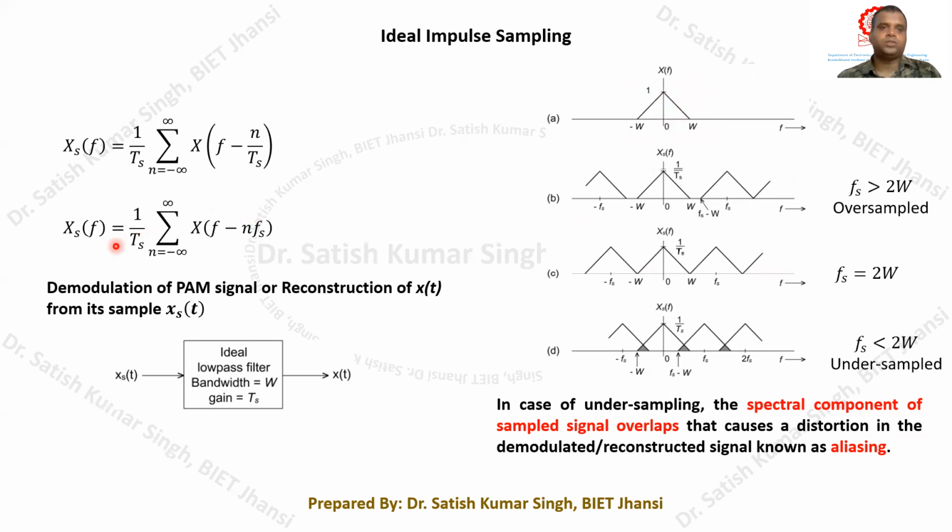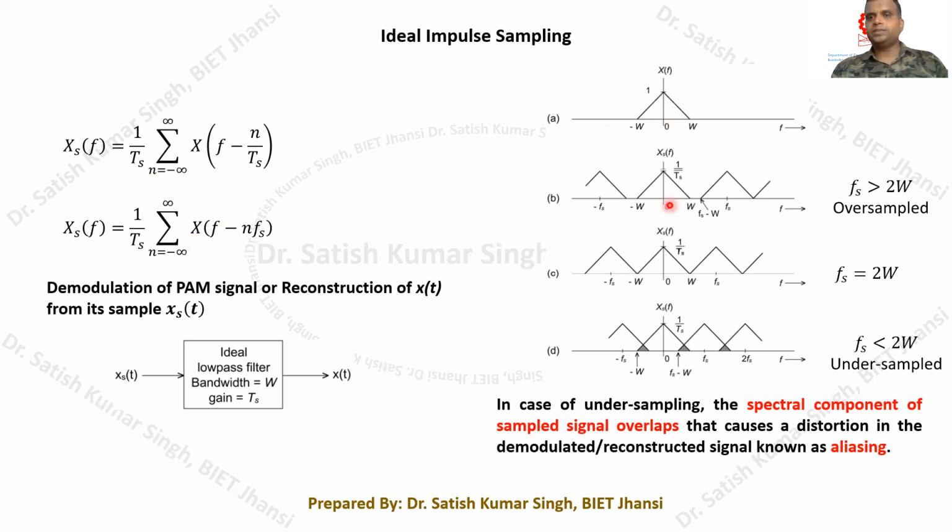Now try to see what this represents. It is the shifted version of the message spectrum, shifted around f equals fs, f equals 2fs, f equals 3fs, similarly f equals minus fs, minus 2fs and minus 3fs, and so on up to infinity. If you see this expression, the magnitude is scaled by a factor of 1 upon Ts, and when n equals 0, the spectrum equals X(f).